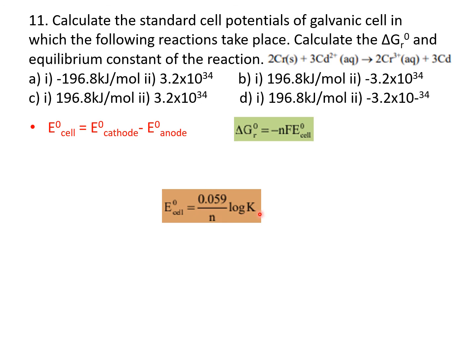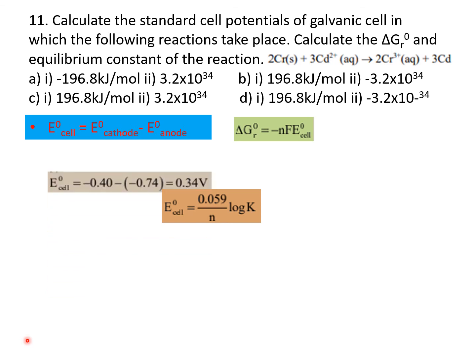If you want to know log K and the Gibbs free energy, what do we need to know? First we need to know the E naught of the cell. If it is given, we can go directly to that. We need to check whether it is given. No, it is not given at all. So we need to find E naught of the cell, which means E naught of the cathode minus E naught of the anode. Here this is the oxidation reaction, this is the reduction reaction. Oxidation is the anode reaction, reduction is the cathode reaction.